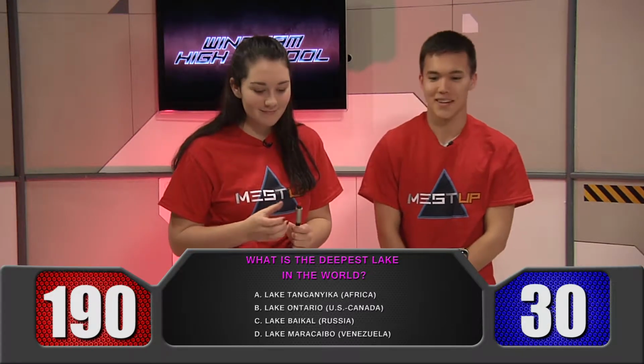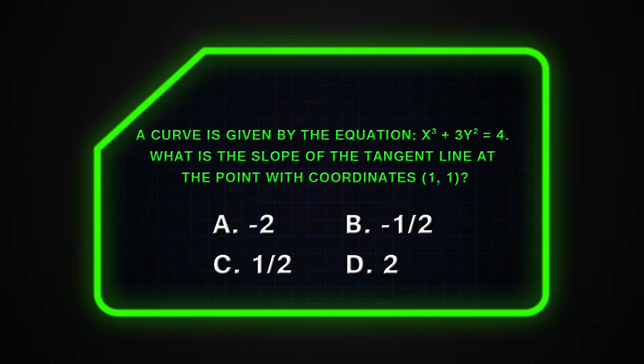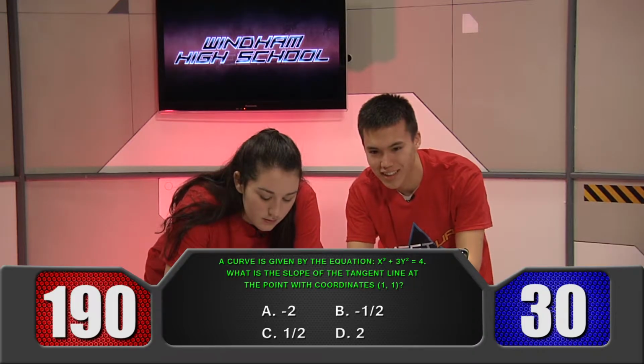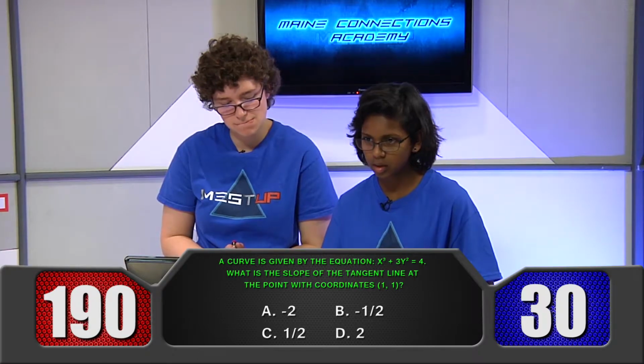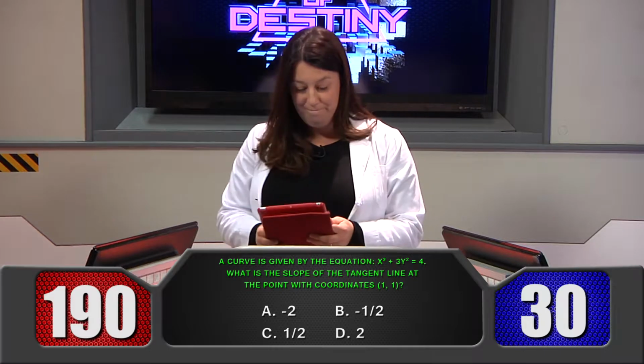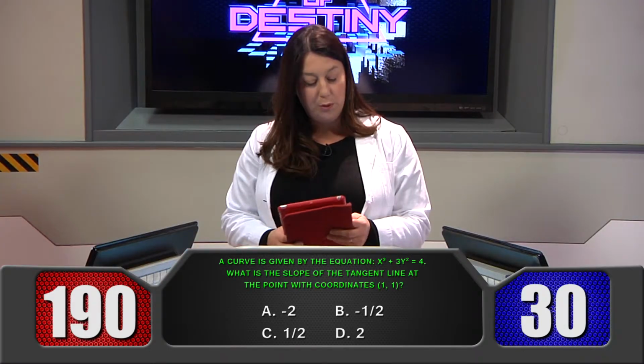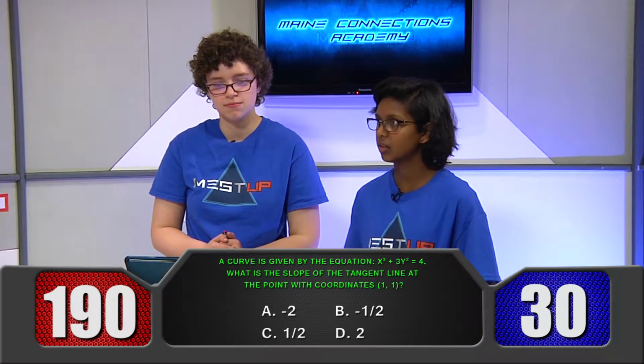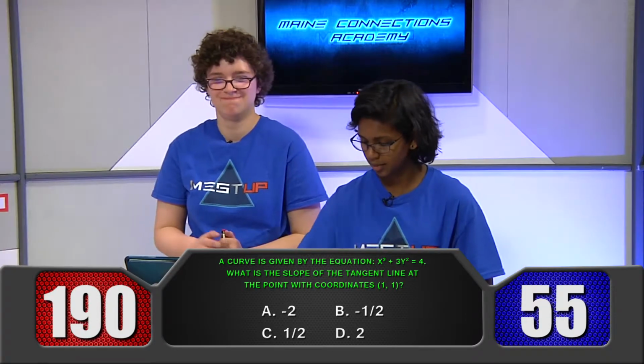Take math for 25. All right. A curve is given by the equation x cubed plus 3y squared equals 4. What is the slope of the tangent line at the point with coordinates 1, 1? Red team. Is it C, 1/2? It is not. Okay. Blue team. Is it B, negative 1/2? It is. That is correct.